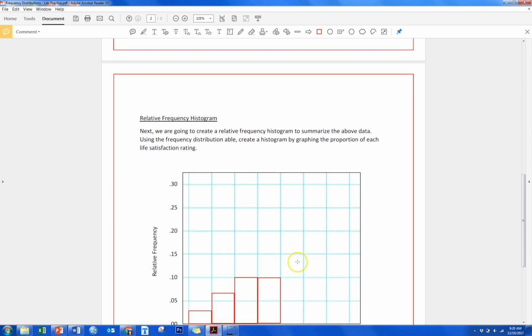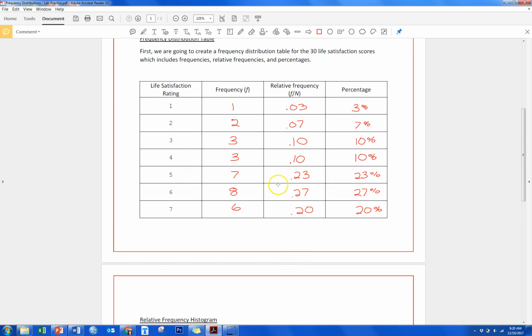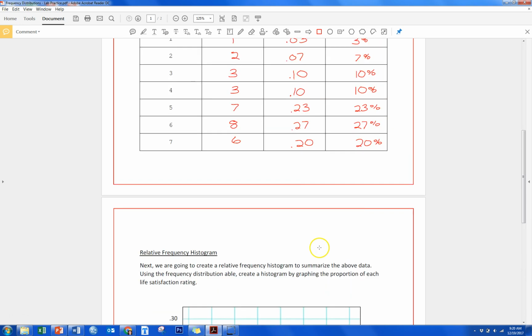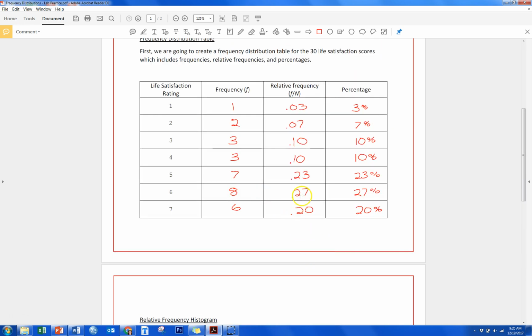And then we're going to have 5, relative frequency of 0.23. So it's going to jump up a bit right up here. So here's 0.2, and that's going to be a little more than halfway. So we'll put that right about there. It's okay if your graph, if your histogram isn't exactly perfect.